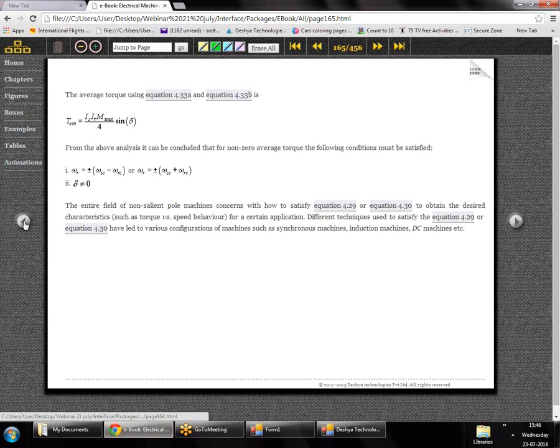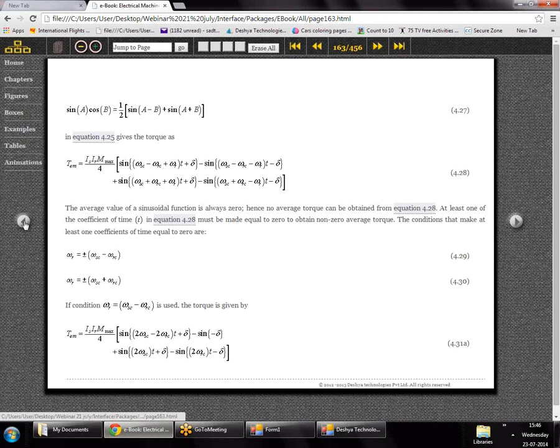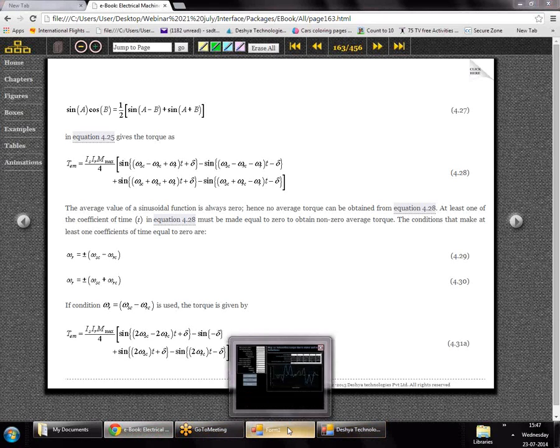So let's consider a very simple scenario where we say that my rotor speed is equal to the difference between the stator supply frequency and rotor supply frequency. So rotor speed is equal to omega SC minus omega RC. So let's try to give this condition here.